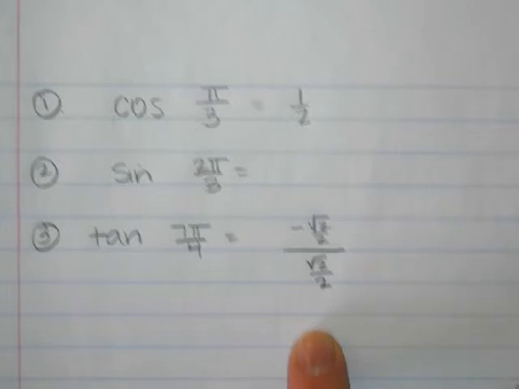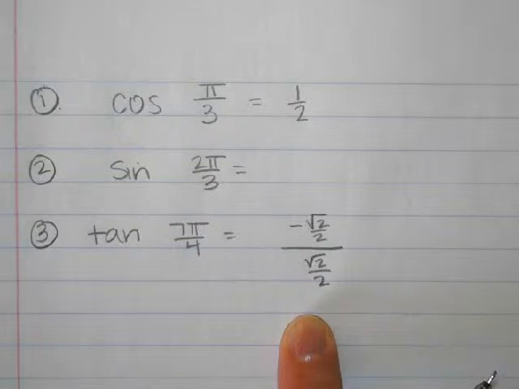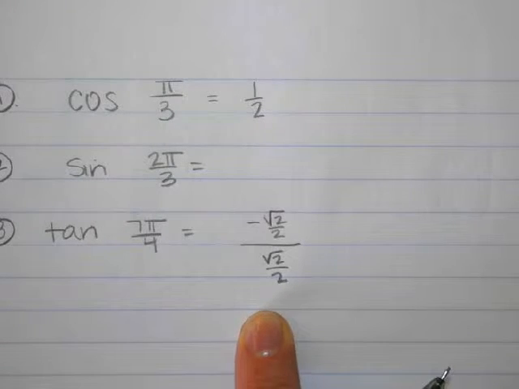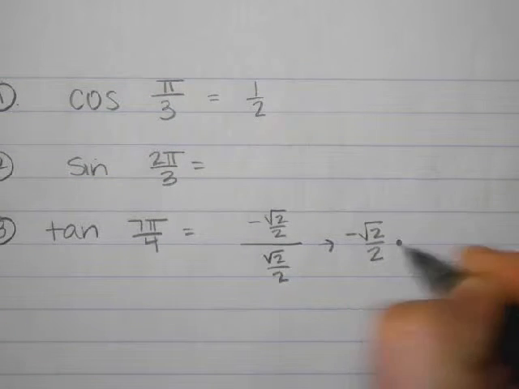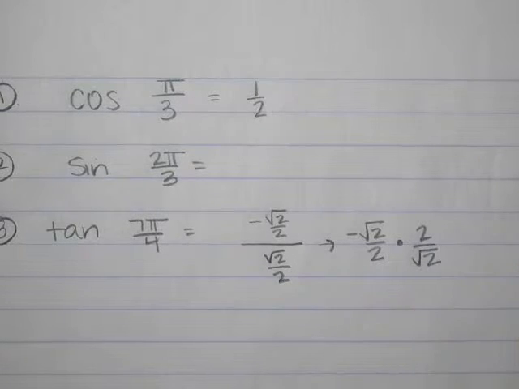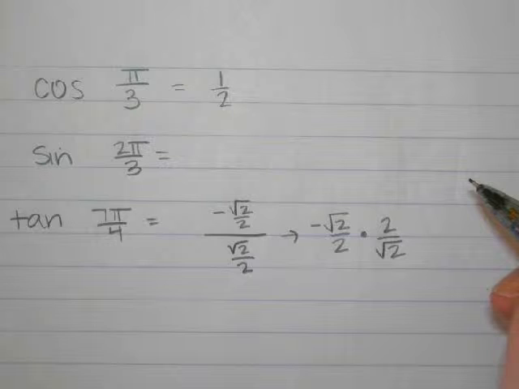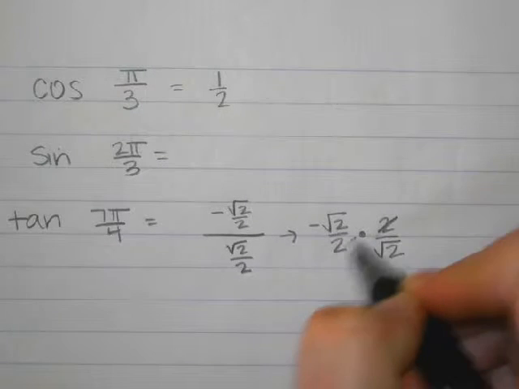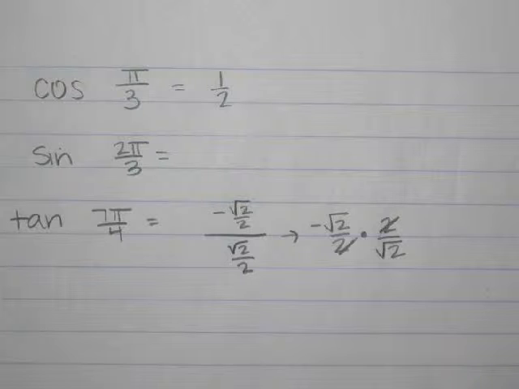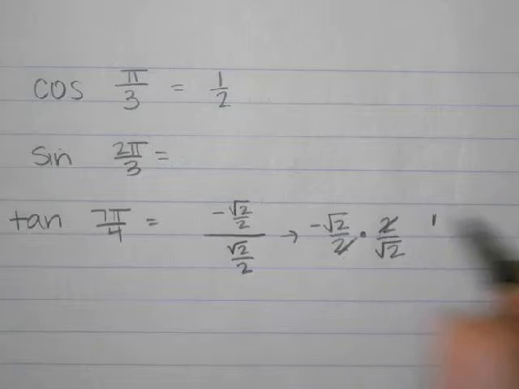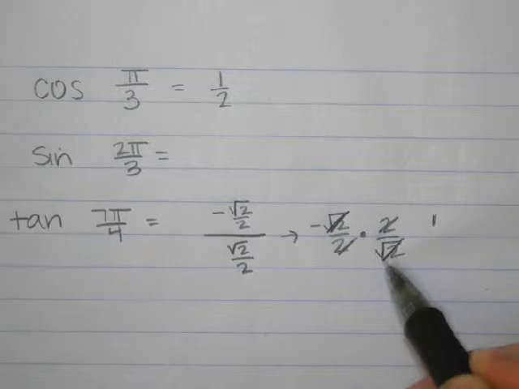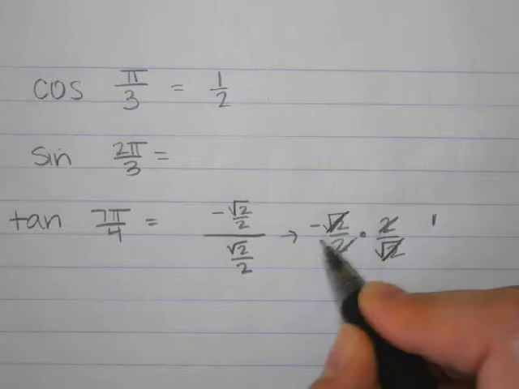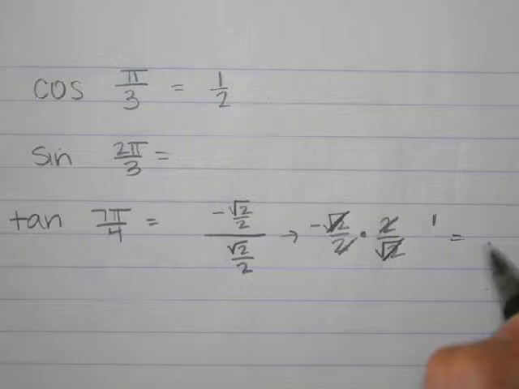And then what do we do from here? Keep, change, flip. Keep it, change it, flip it, because we have a fraction divided by a fraction. So we have negative root 2 over 2 times 2 over root 2. And then what happens when we do that? They cancel. So the 2 cancels with the 2. What does it leave behind? When things cancel, they divide to make 1. So it leaves a 1 behind. And then what do we do with the root 2's? They cancel. What does it leave behind? A 1. So we have negative of 1, which is negative 1.